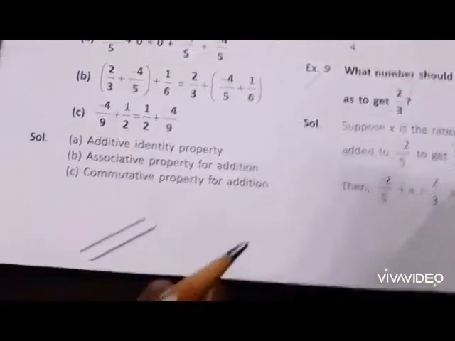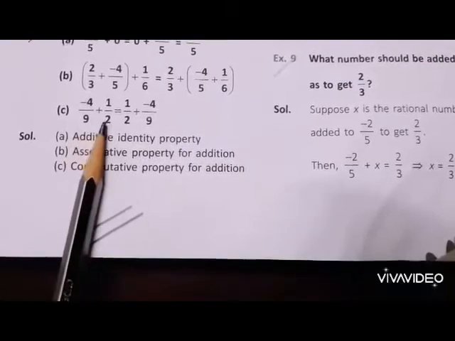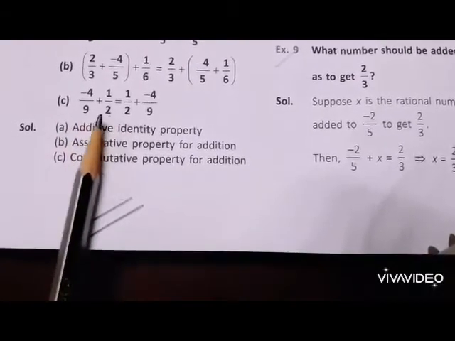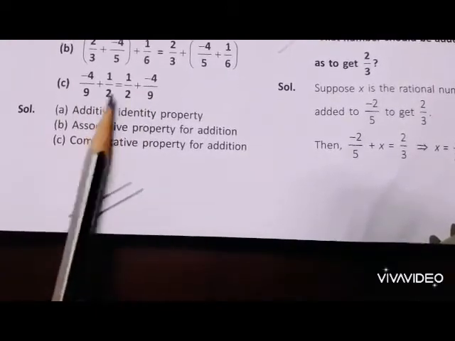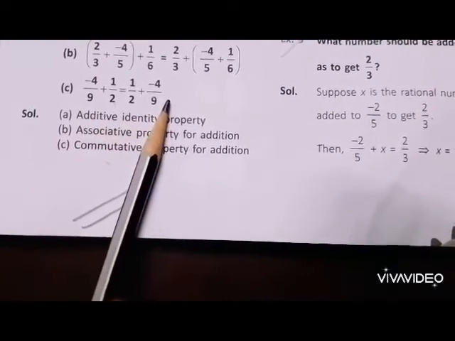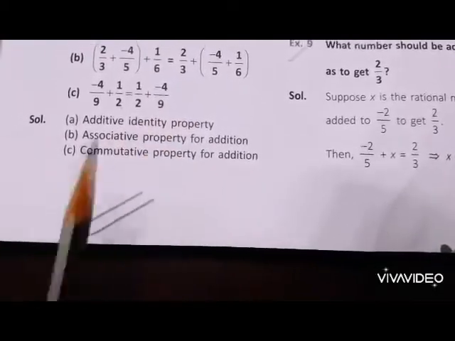In the third example, you have got the order changed. The order is changed. So here you can see the left hand side and right hand side are equal when the order is also changed. So it is called the commutative property. Now we are going to see some other example.